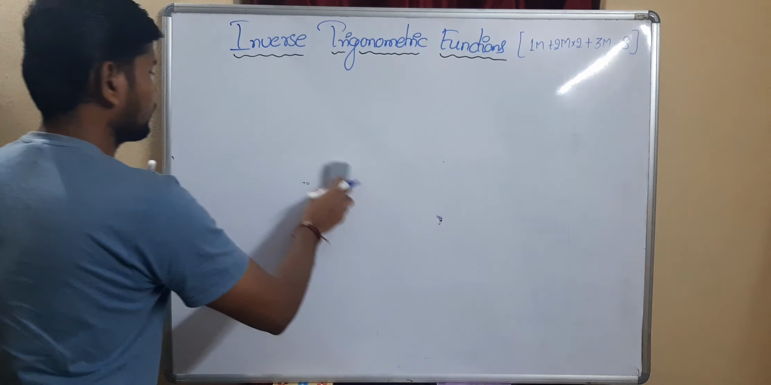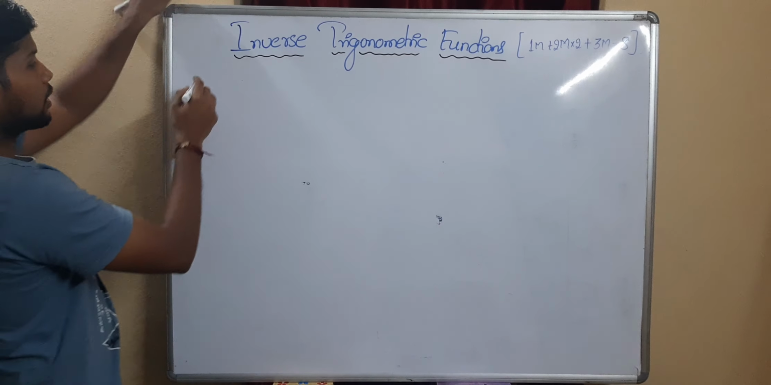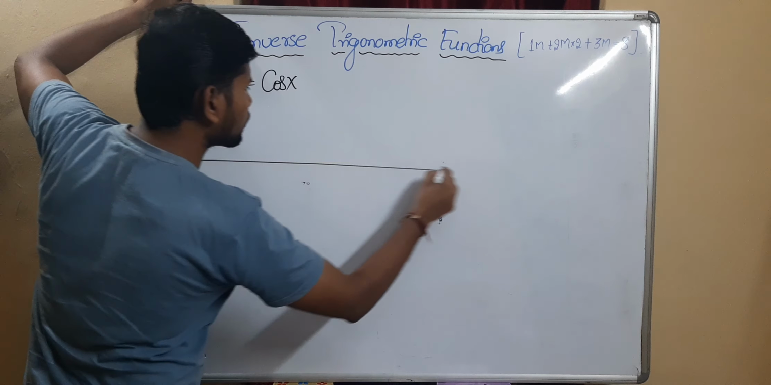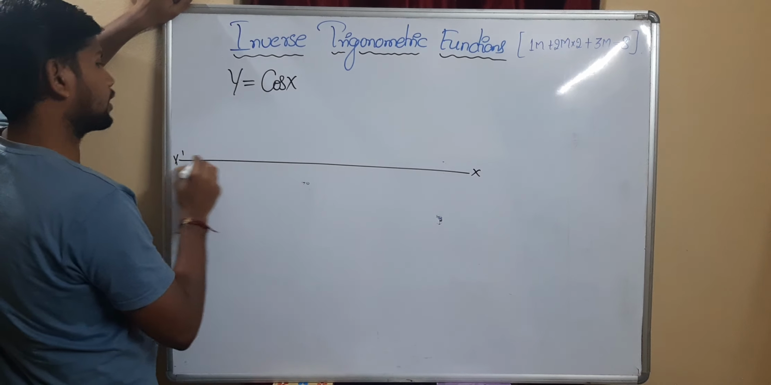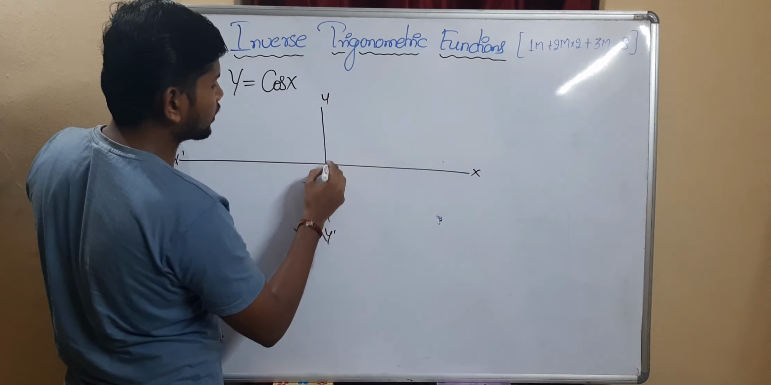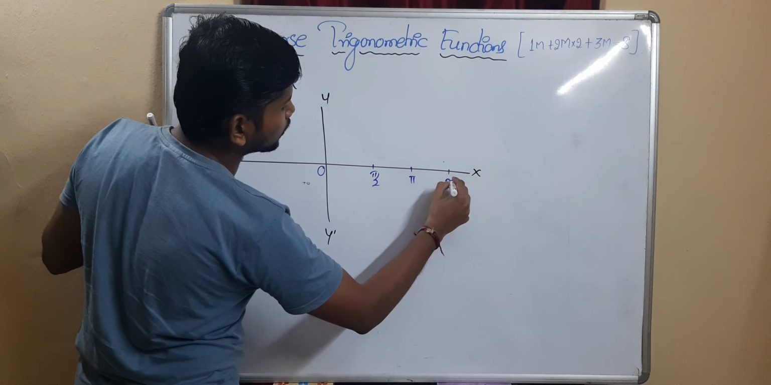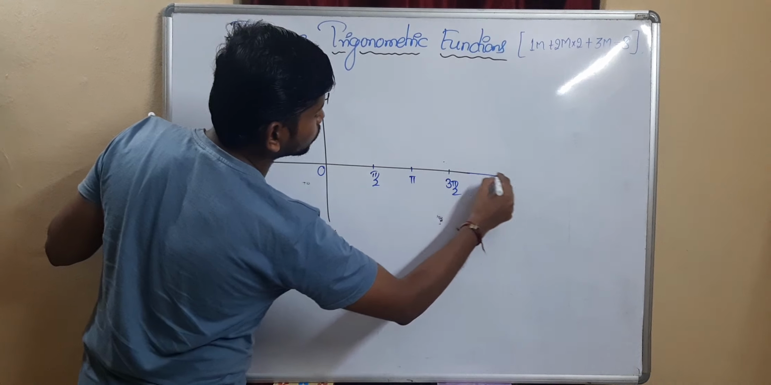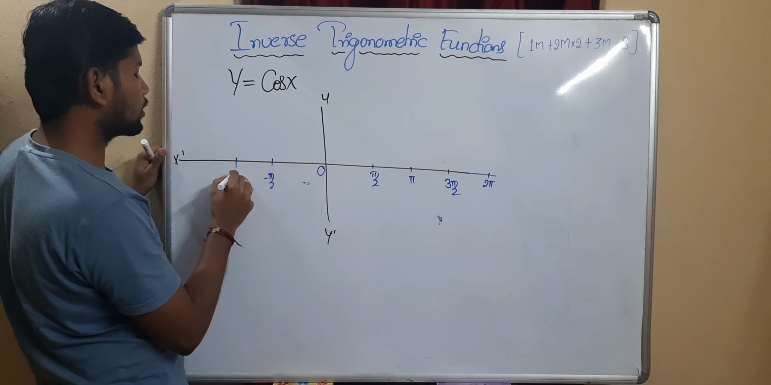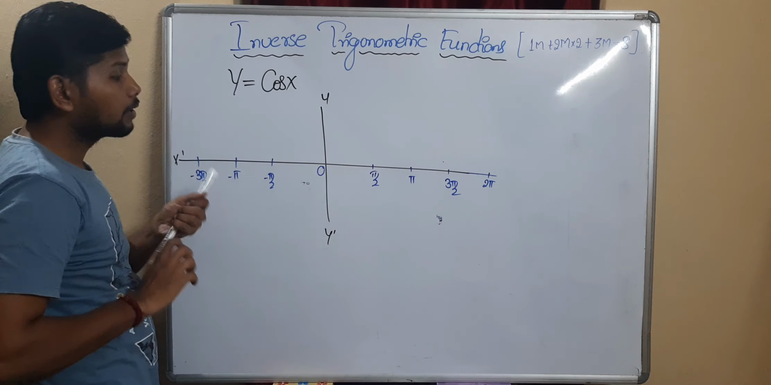Concentrate now. The next graph is y is equal to cos x. I think you are completely familiar with the graph now. X dash, y dash, y. In the values, the graph will be 0, pi by 2, pi, 3 pi by 2, and the next one will be 2 pi. Then minus pi by 2, minus pi, minus 3 pi by 2. Is it clear? Now concentrate here.